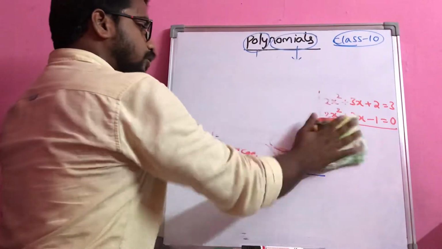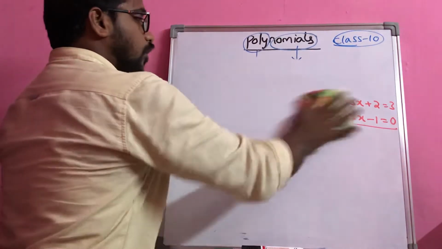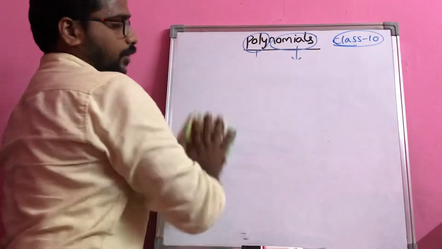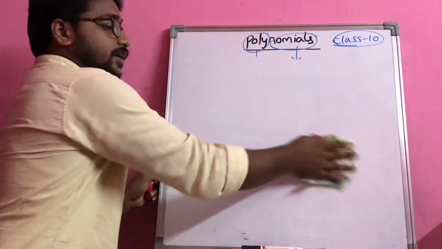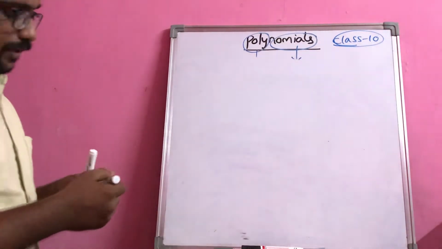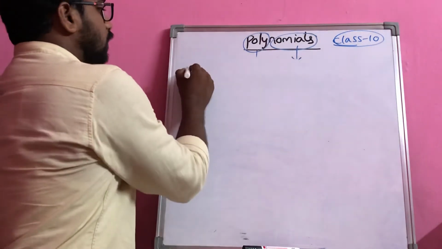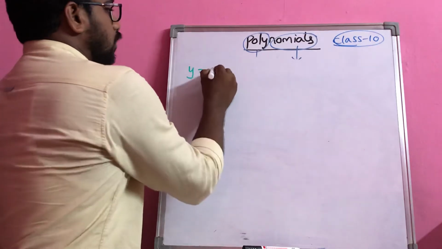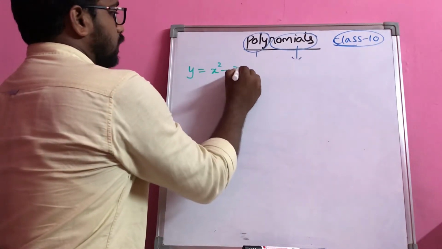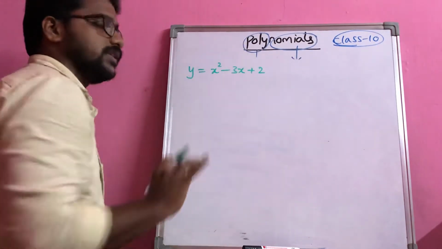Now let us try to figure out what is the geometrical meaning of the polynomial. Let us try to understand that. Now see, for example, if I have something like y is equal to x square minus 3x plus 2. Let us say this is the one.